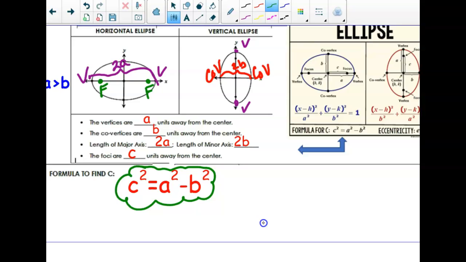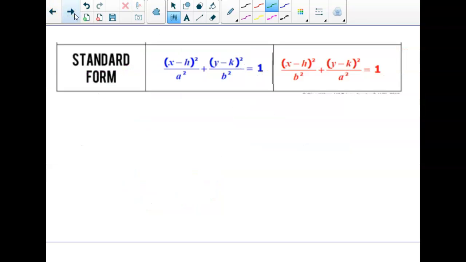All right, this will take a second to copy down too, but this is just the general forms. A squared is always the bigger one, remember. So when the bigger one is underneath the x, it's going to be longer in the x direction. When the bigger one is underneath the y, it's going to be longer up and down in the y direction. If A and B were equal, then it would be a circle.